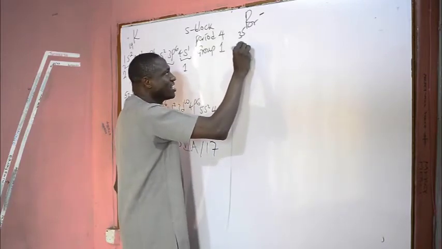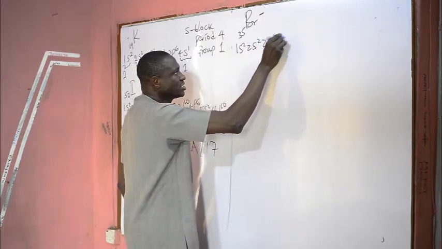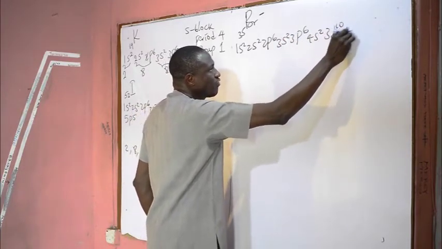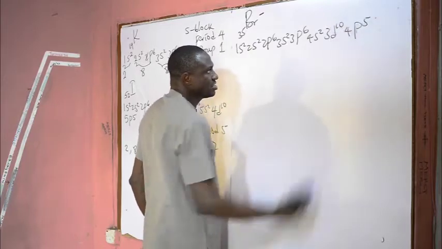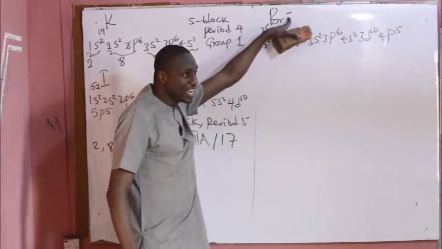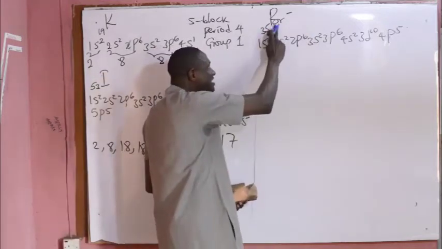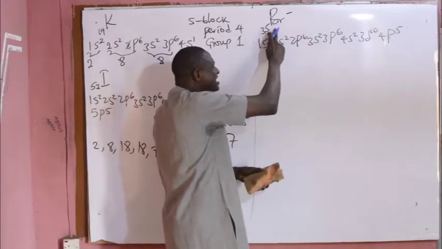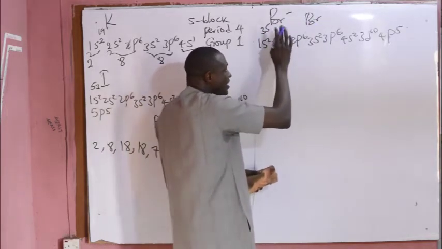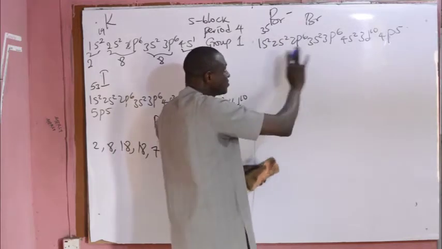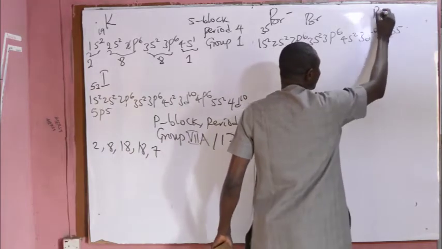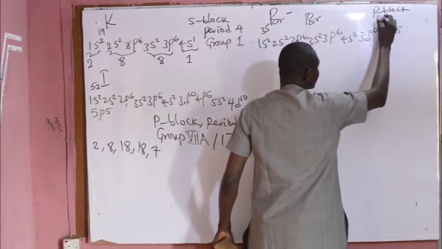So in that case, we have 1s2, 2s2, 2p6, 3s2, 3p6, 4s2, 3d10, 4p5. This gives us a total of 35, provided it has not been ionized. So from here, because you cannot get this on the periodic table, this exists as bromine on the periodic table, not as bromide ion. So to get the block, the group, the period, you need to write the electronic configuration of the neutral atom.